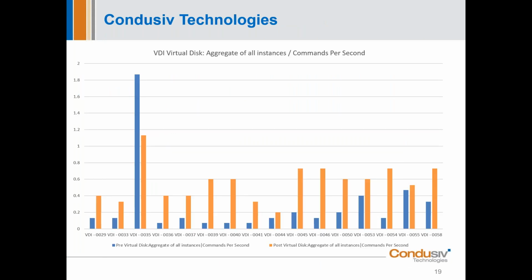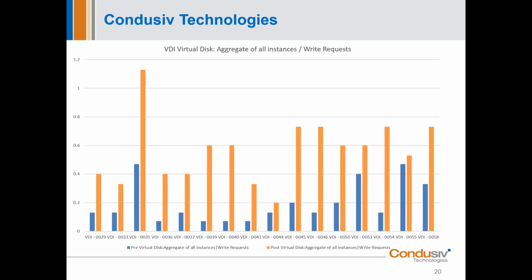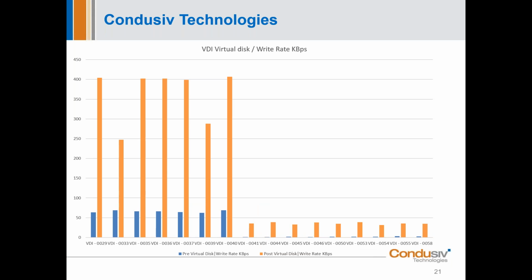If we go on to the next slide, we can take a look at commands per second. This also has improved significantly, again, more than double in most cases. And if we go to the average number of write requests, we can see that across the board, every system has realized a significant increase in activity. And with the write rate, the kilobytes per second, this also shows the number of kilobytes written to the disk each second. And we can see, again, across the board, every system has realized a significant increase in productivity.